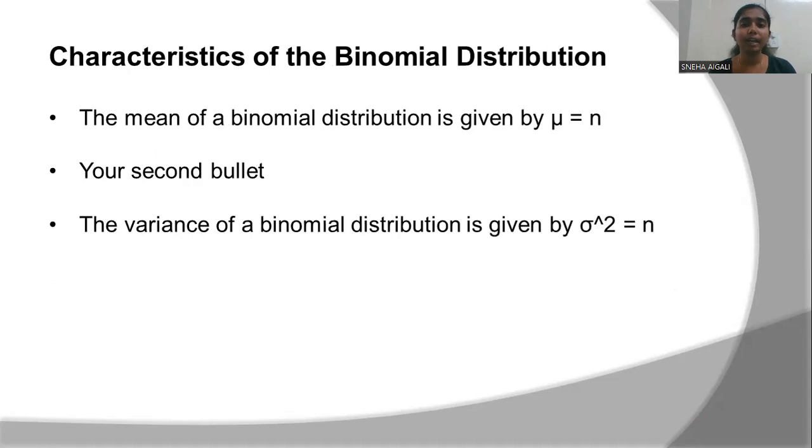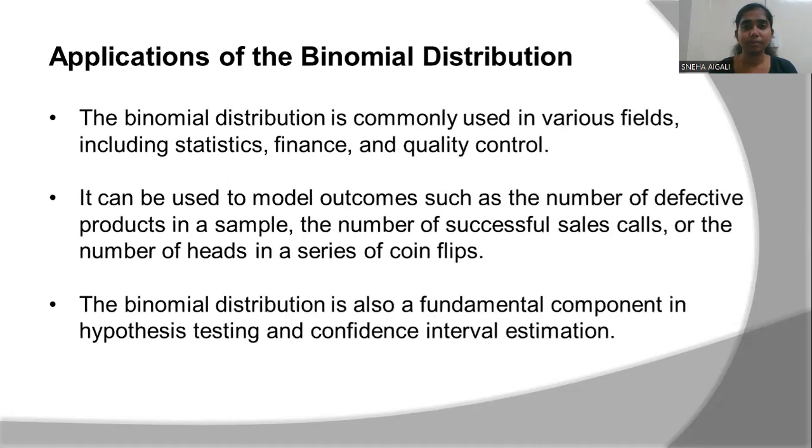Next up, we have the characteristics of binomial distribution. It includes the mean of binomial distribution, which is given by mu is equal to n, that is mean is equal to n. The next bullet point is the variance of binomial distribution, which is given by sigma squared is equal to n, that is standard deviation is given by n.